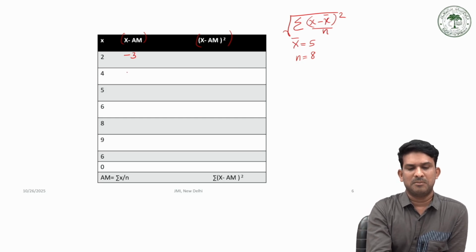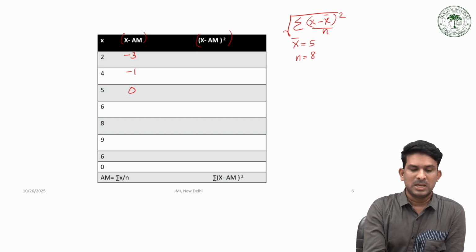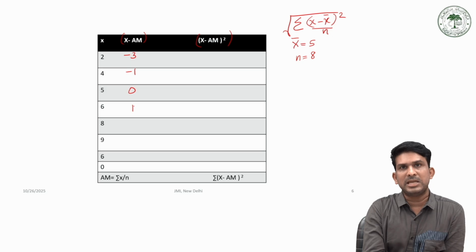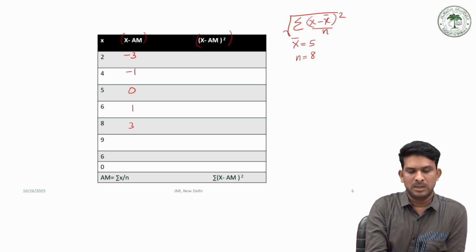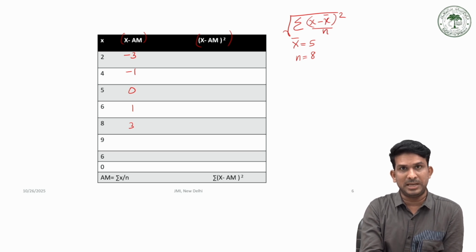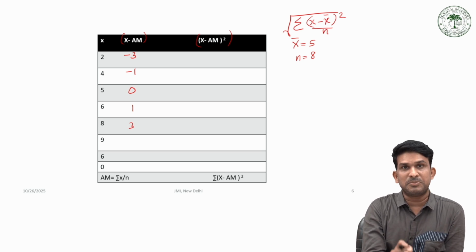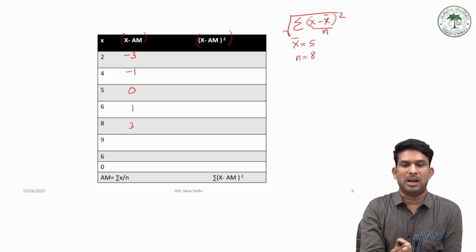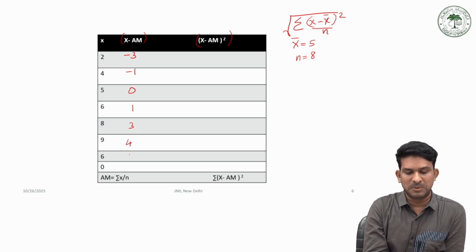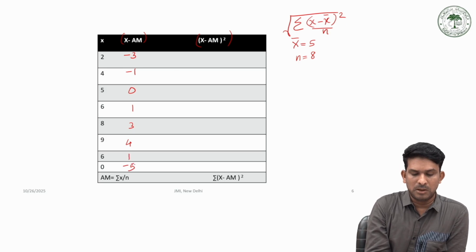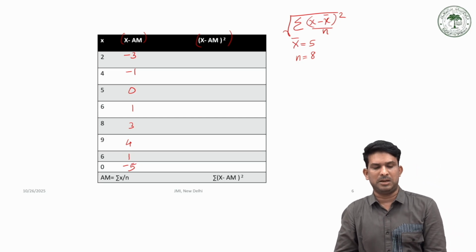4 minus 5, minus 1. 5 minus 5, 0. 6 minus 5, 1. 8 minus x bar, that is 5. 8 minus 5, 3. 9 minus 5. You are getting the clarity. We are taking the difference between x and x bar, x and arithmetic mean. 9 minus 5, 4. Again 6 minus 5, 1. 0 minus 5, minus 5. I got all the x minus x bar now.